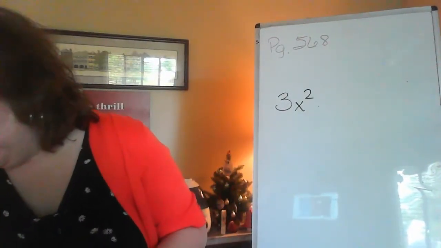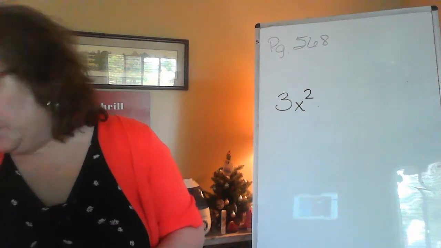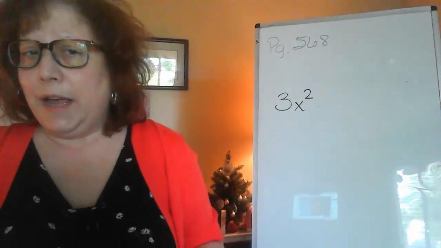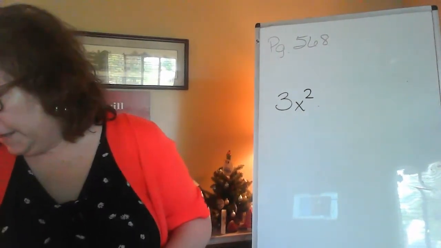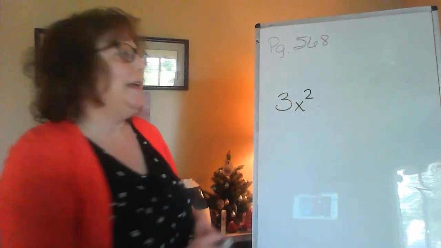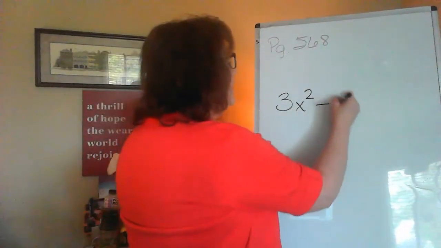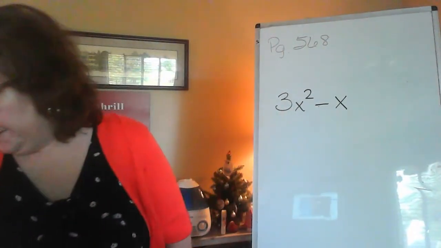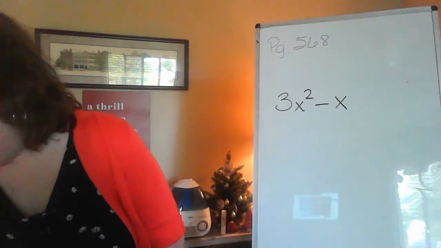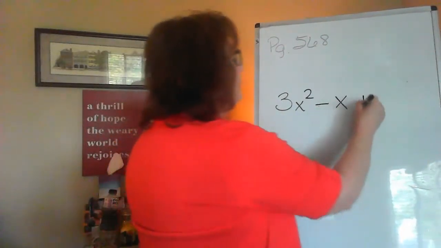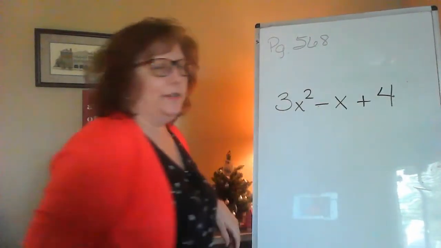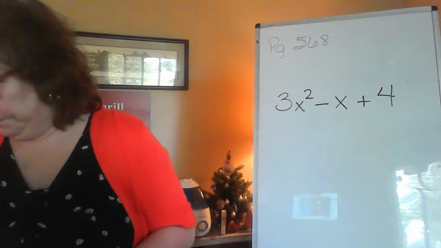Then we have a 3x and we have a negative 4x. So 3x minus 4x is going to be negative x. 3x squared minus x. And then we have a 2 plus 2, which is 4. This is your answer for checkpoint 1.